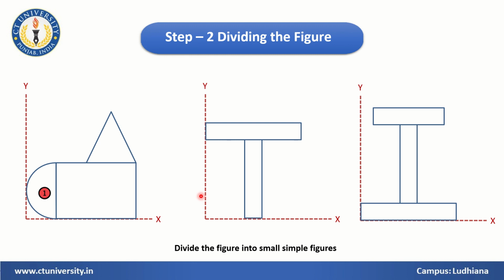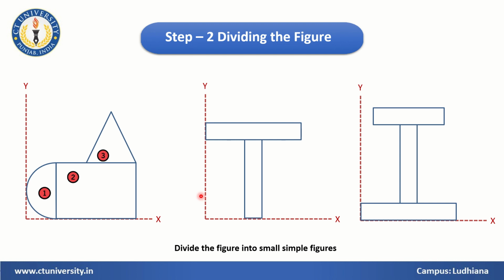So we will have the first shape, that will be a semicircle. Second, we will divide it into a rectangle, and third, we will have a triangle. So the second step is dividing your shape into a number of simple shapes. Here we have three different shapes. Okay, this is the second step after defining the axis.